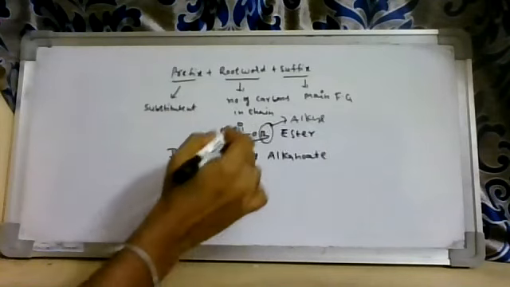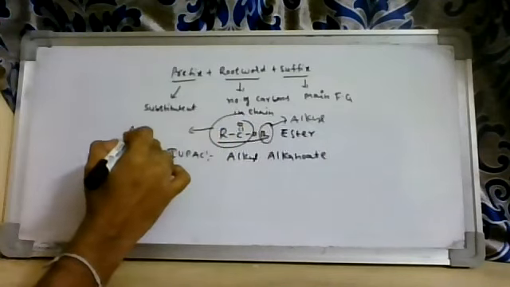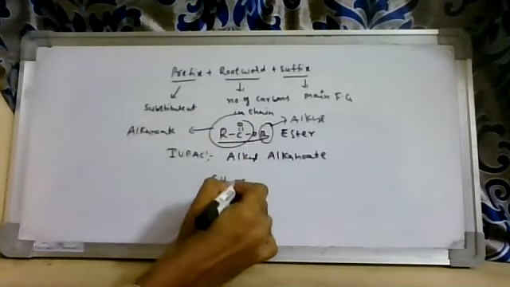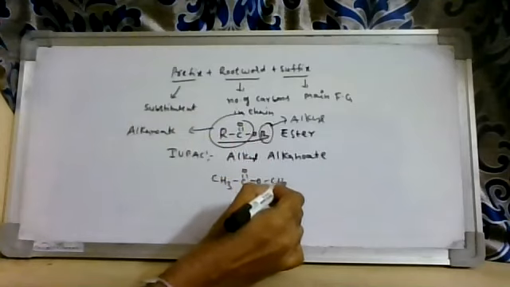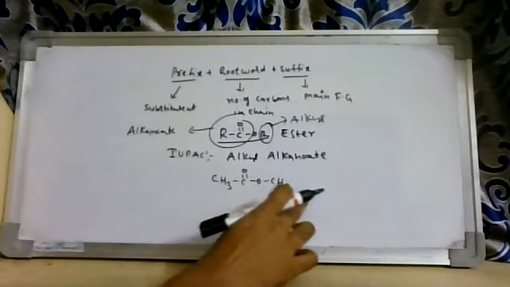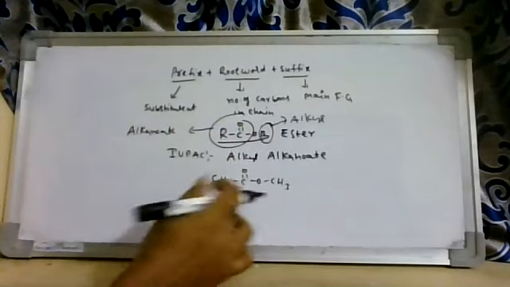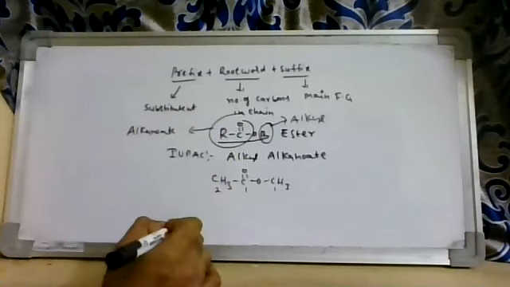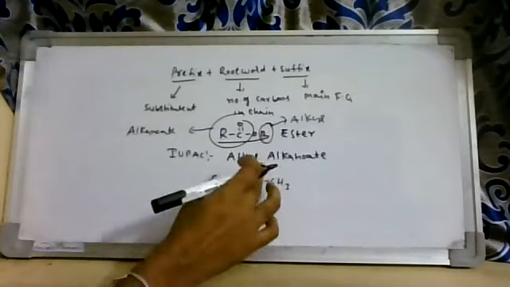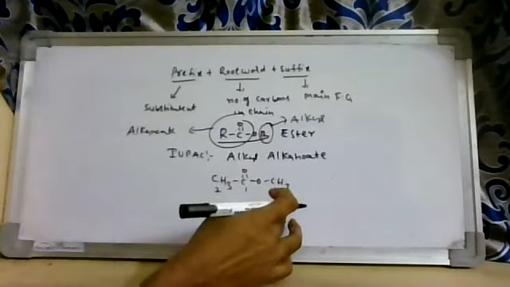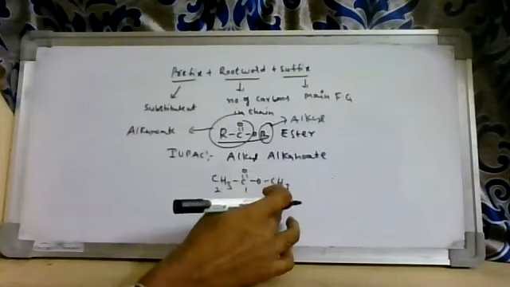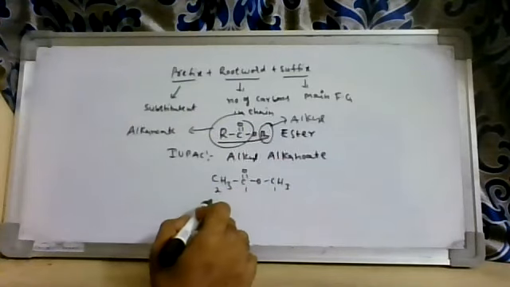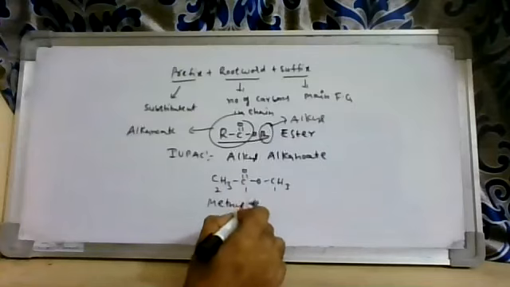Oxygen attached R is alkyl. Remaining part is alkanoate part. Suppose I take one example, CH3, C double bond O, O, CH3. Here oxygen part carbons are alkyl, remaining part are alkanoate. In alkyl, how many carbons are present? 1. In alkanoate, how many carbons are present? 2. So what is the IUPAC name of esters? Alkyl alkanoate. So oxygen part carbon is alkyl, so methyl. The alkanoate part is 2 carbons, so ethanoate. The IUPAC name of this compound is methyl ethanoate.